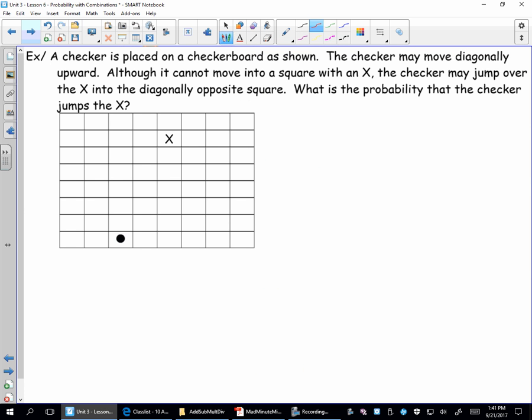A checker based on a checkerboard is shown. The checker may move diagonally upward, although it cannot move into a square with an X. The checker may jump over the X into the diagonally opposite square. What is the probability the checker jumps the X? So this is a path problem. This is the idea of Pascal's triangle. Where can the checker move?